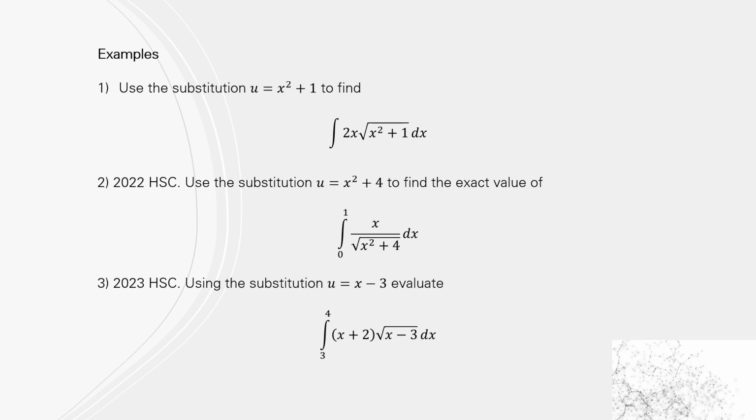So we're going to use the substitution of u equals x squared plus 1. Now for the first one, we could actually do this using the reverse chain rule. Actually, we could for the first two, but we're going to show it so that we demonstrate what's actually taking place and how it operates. The second and third ones are from past HSCs.